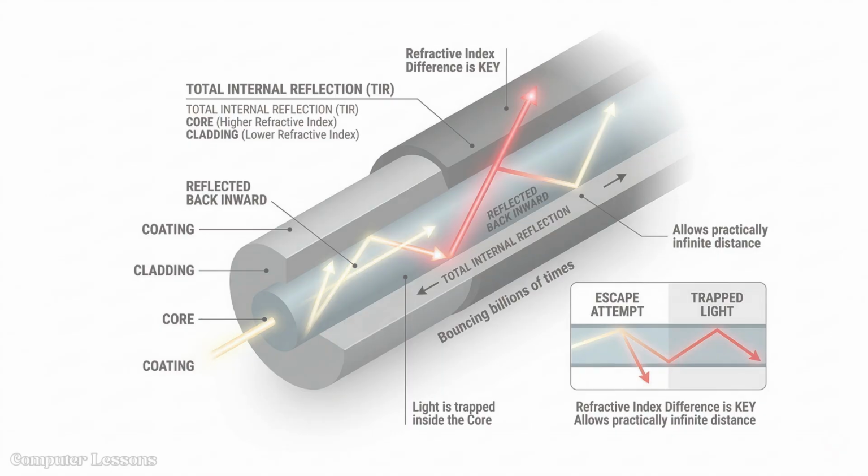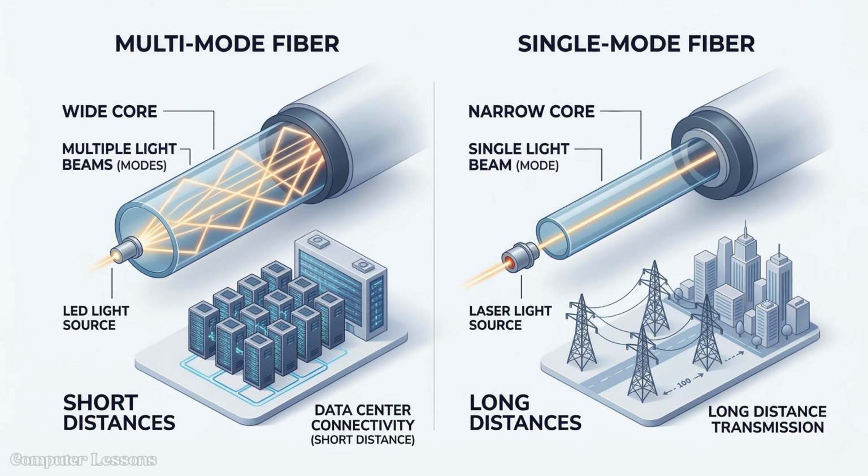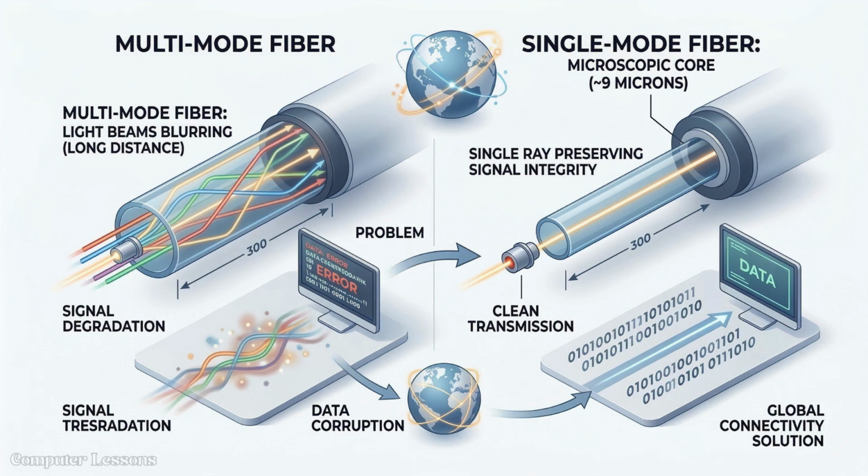There are two main types of fiber optic cables used today: single-mode and multi-mode. Multi-mode fiber has a wider core, allowing multiple beams of light to travel simultaneously at different angles. It is cheaper and uses LED light sources, making it perfect for short distances, like connecting servers within a single data center building. However, over long distances, the light beams in multi-mode fiber start to blur together, causing data corruption.